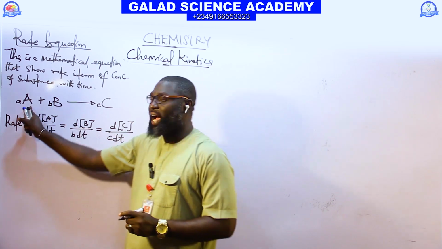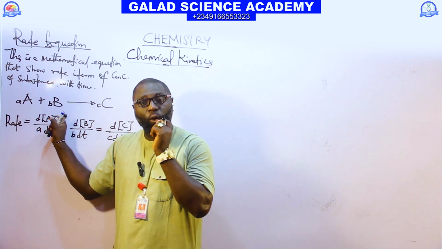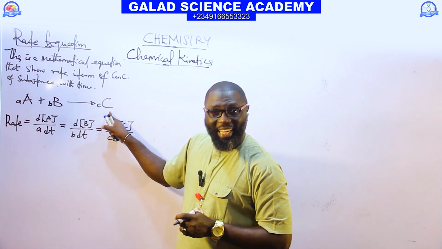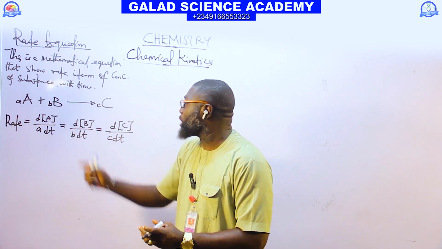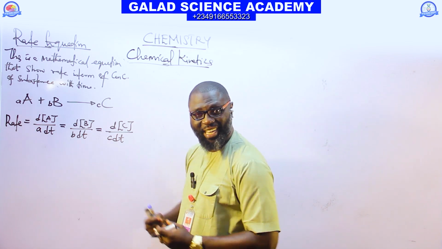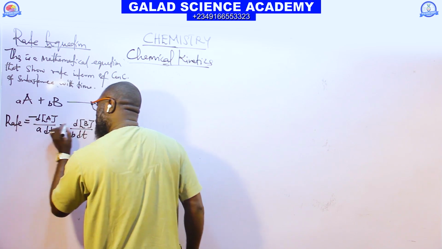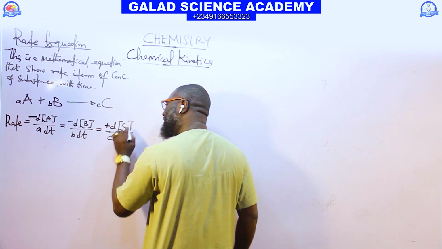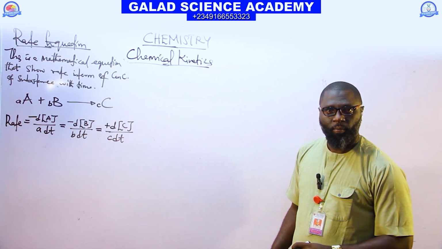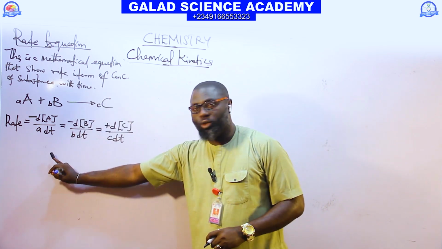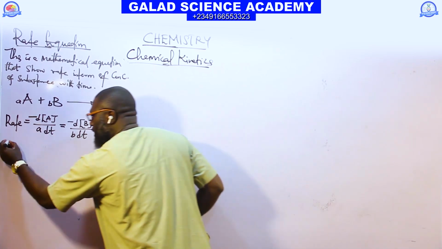the rate of disappearance, or the rate of decrease, in A and B is equal to the rate of increase in C. A and B are reactants and they decrease in size in order to form C. C will increase in size. Since A and B decrease, you put minus here, minus A, minus B, and here you put plus. This is the rate equation for this expression. This is the format used to write the rate equation.